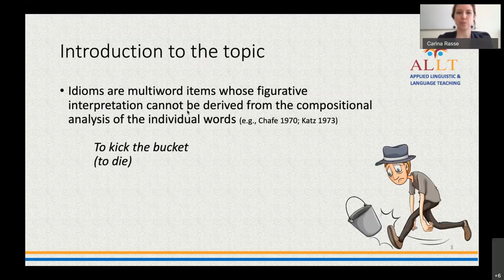All right, so idiomatic expressions have often been defined as multi-word items whose figurative interpretation cannot be derived from the compositional analyses of the individual words. So this means that, for instance, like to kick the bucket, if we just look at the individual words, we can hardly guess its meaning, that it's to die, because the meaning of the individual literal words do not really reflect the meaning of the idiomatic expression.